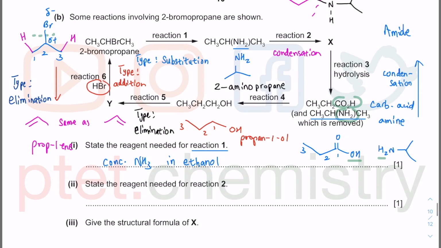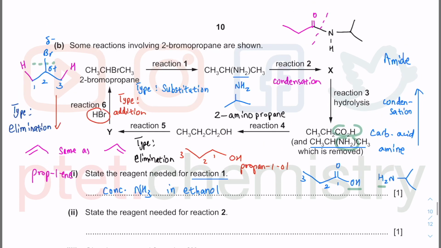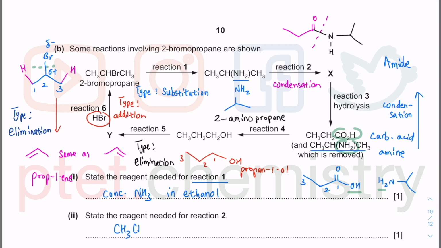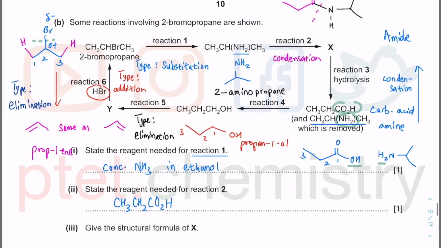State the reagent for reaction 2. This is a condensation reaction, and I knew the reactant when I worked backward by condensing these two products together between carboxylic acid and amine, and I got this amide where the carboxylic acid will have lost the OH and the amine lost the H, and I get the CONH amide chemistry there. So the reagent for reaction 2 has to be CH3CH2CO2H. It condenses together with this amine to give you an amide.